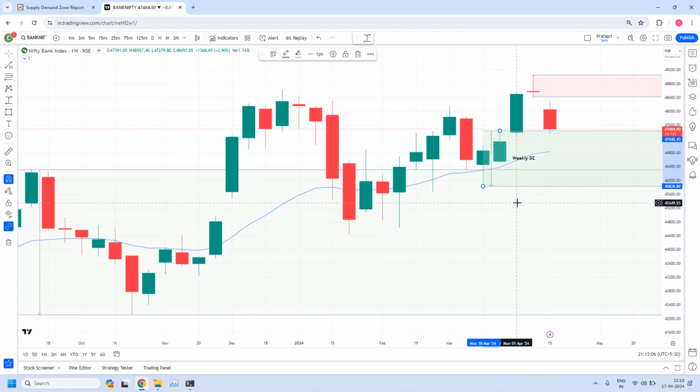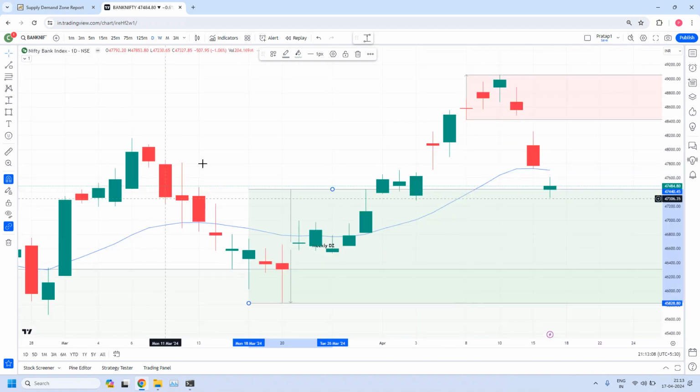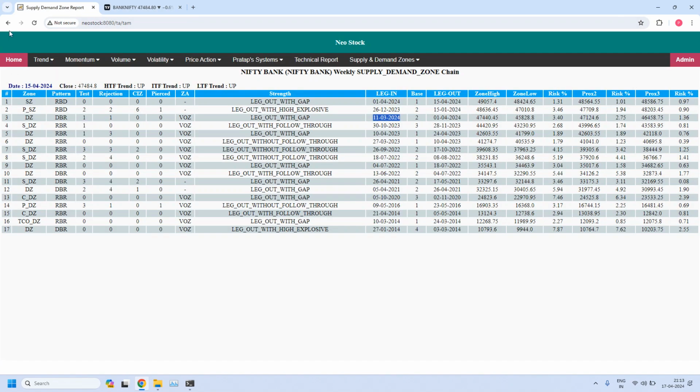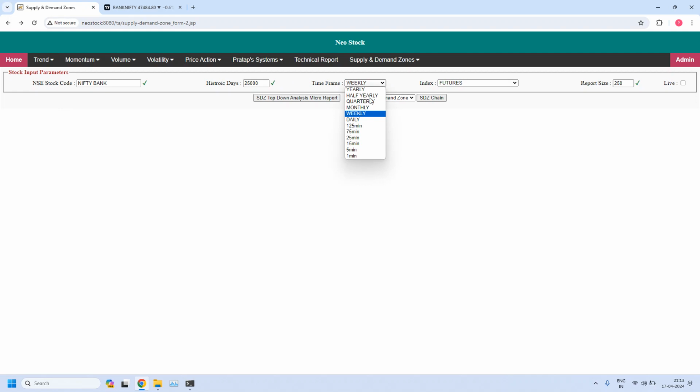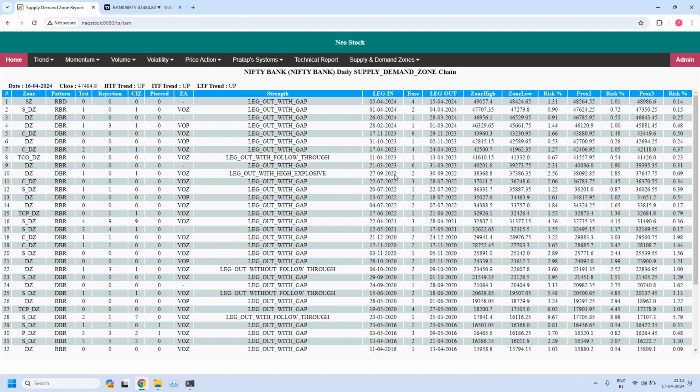So now let's move on to the next time frame, daily. So let us generate daily supply demand zone chain. So we have a daily valid supply zone, and also we have a daily demand zone. It is a high liquidity zone. Let us draw both these zones.